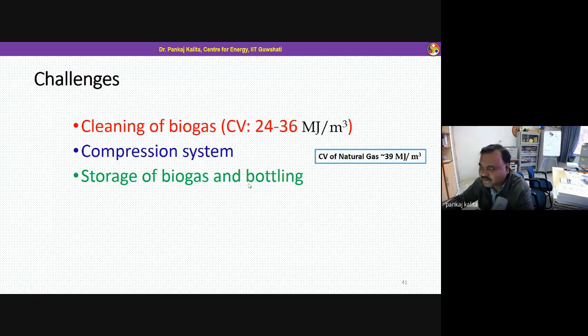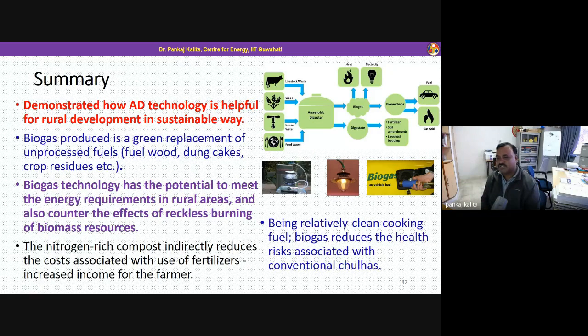Now let us summarize what we have discussed in this presentation. We have demonstrated how anaerobic digestion technology is helpful for rural development in a sustainable way. And biogas produced is a green replacement of unprocessed fuel, like fuel wood, dung cakes, and crop residues, etc. And this biogas technology has the potential to meet the energy requirement in rural areas, and also counter the effects of reckless burning of biomass resources.